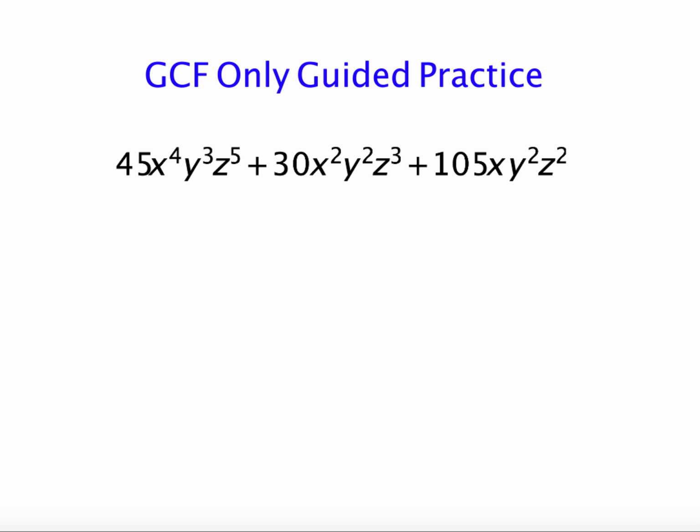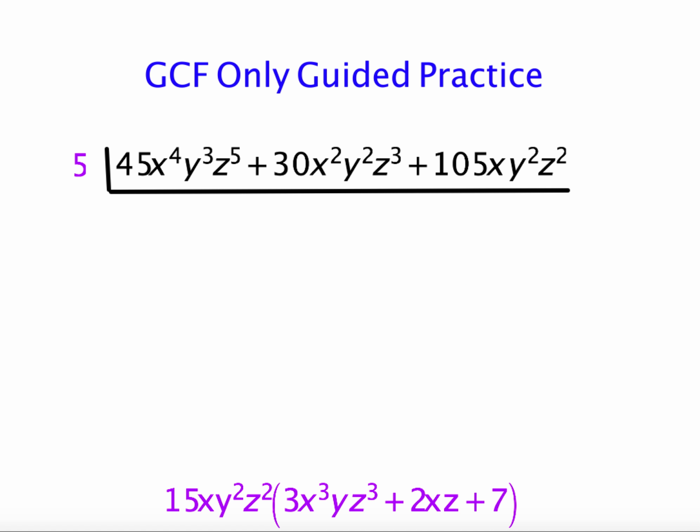So hopefully you pressed pause and now you're back. This is the answer that I am looking for. 15x y squared z squared times 3x to the third y z to the third plus 2x z plus 7. Sorry, this is kind of ugly. I'm sure Miss Courtney loves this example. If that is your answer, then you can just skip forward a little bit to the next example. If you need some help, here is my work. So I'm going to use the ladder method to start with.